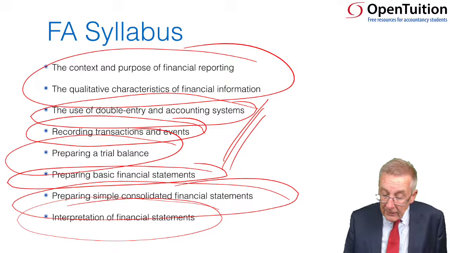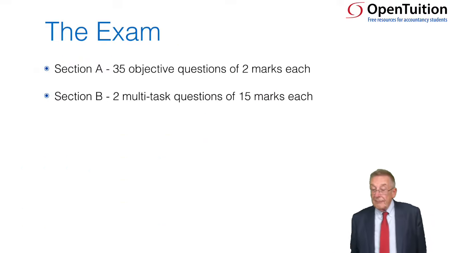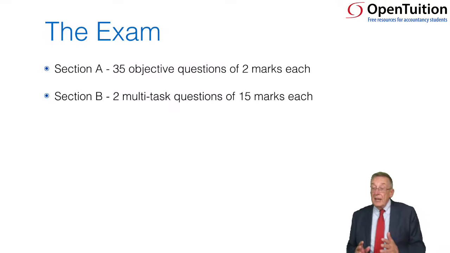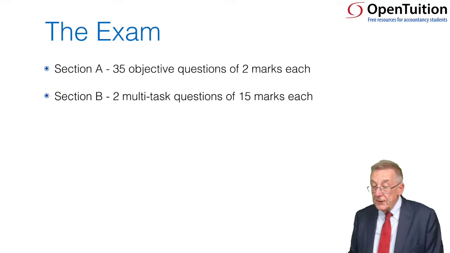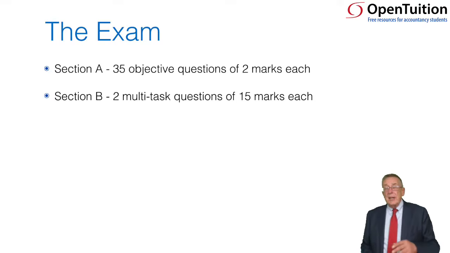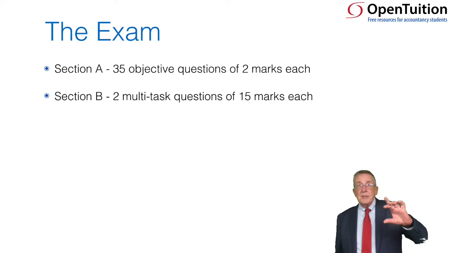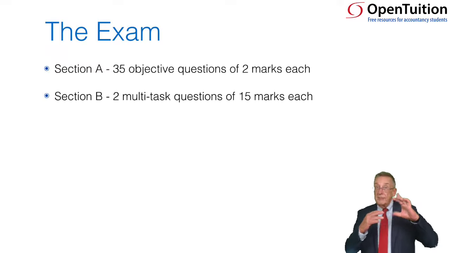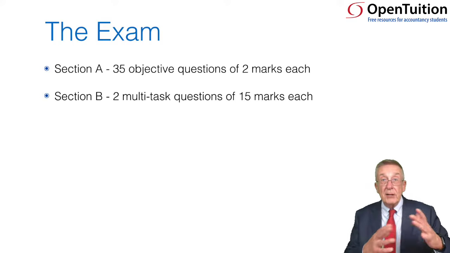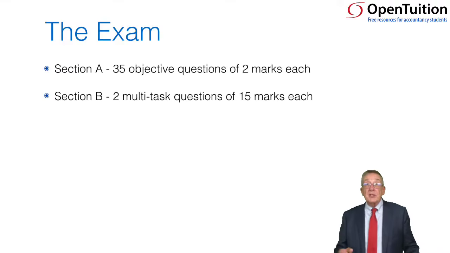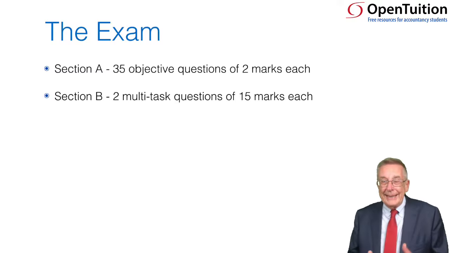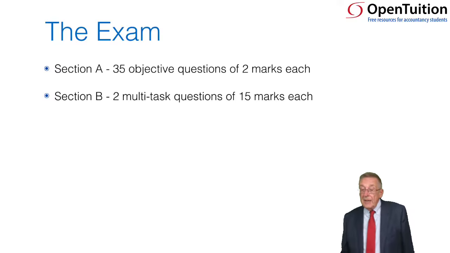Before we do, the structure of the exam. The exam is 100 marks and it's 2 sections. Section A, 35 objective questions of 2 marks each. So they're all very short questions, but they're various styles. Maybe a short question asks you to pick. They'll give you 4 alternative answers and ask you to pick the correct one. Others may ask you to calculate a number and then type it in a box. So there are different styles of questions. I'll tell you how you can get used to the styles shortly.